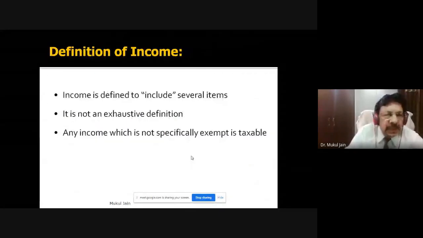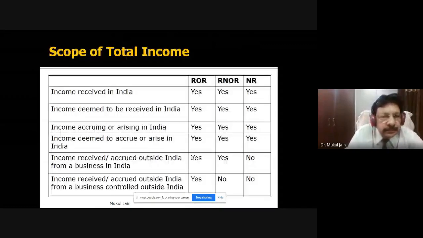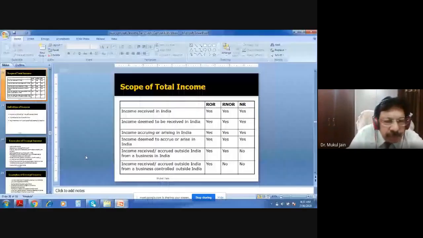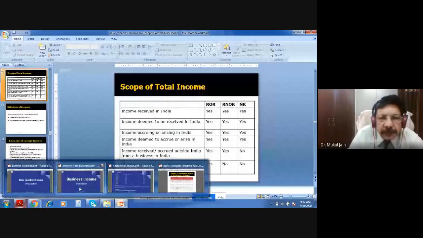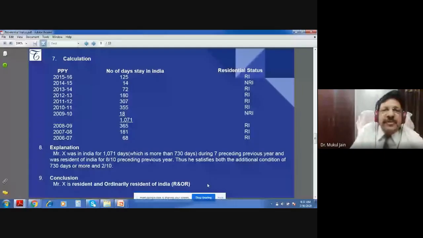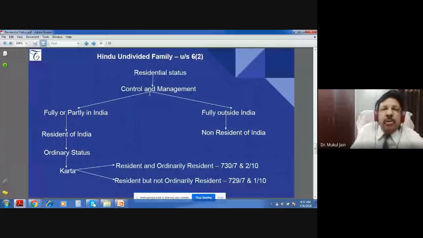Now, going back to the previous slide, which I was showing to you, this one. For HUF, Hindu undivided family, residential status is also important. It depends whether the HUF's control and management is partly or fully in India. Then it is resident of India, ordinarily resident, or fully outside India. If the control and management is fully outside India, then it is a non-resident of India.